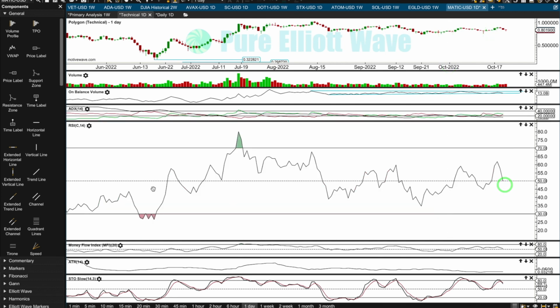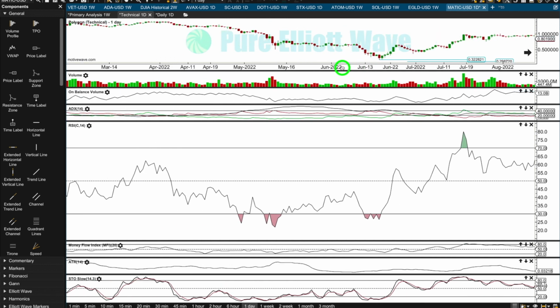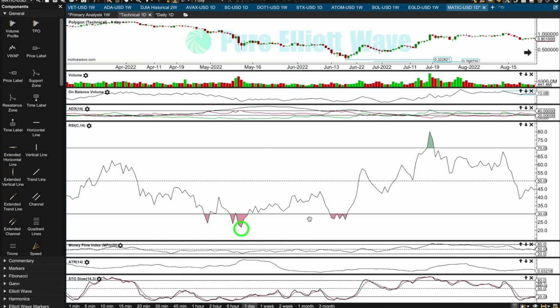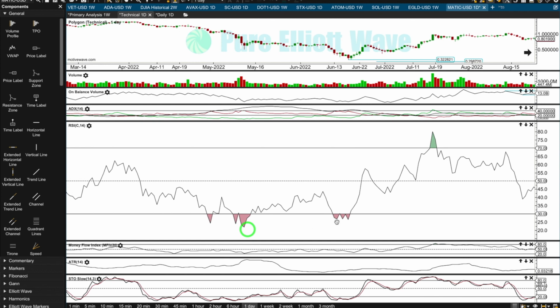RSI is neutral after reaching oversold at the daily and weekly chart level. There was some bullish divergence at these lows. The close here, 0.601539. And the close here, 0.34. So price closed lower, RSI is higher.